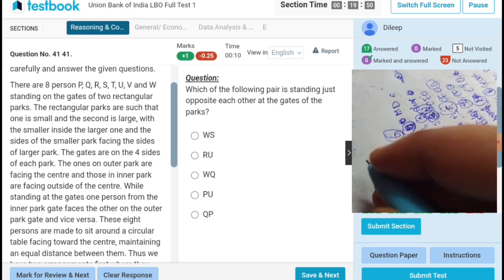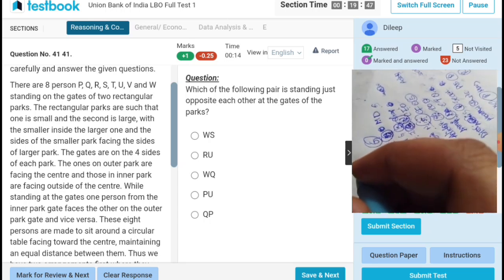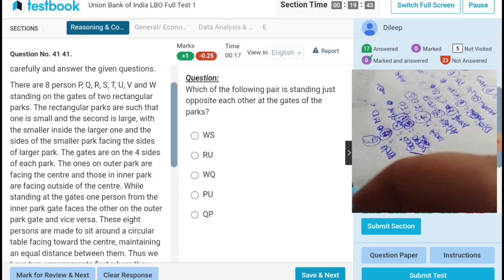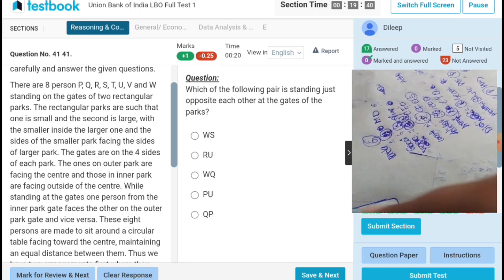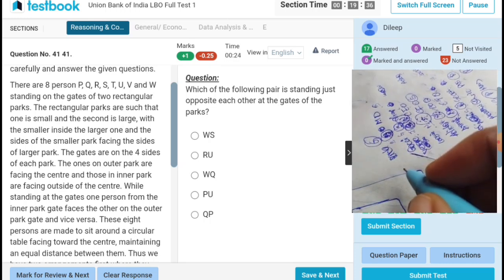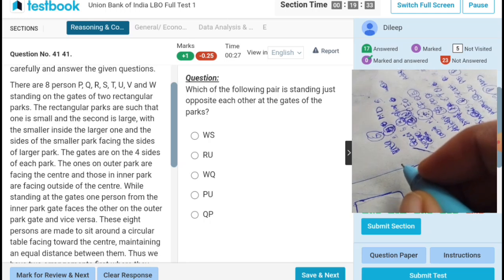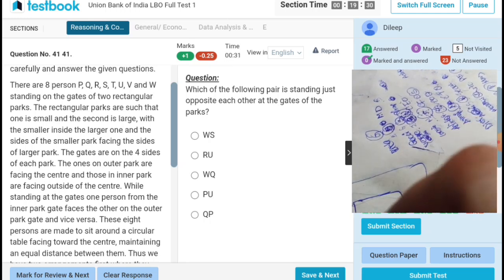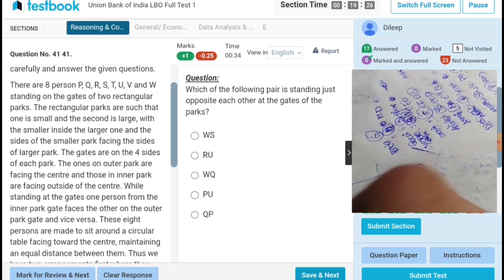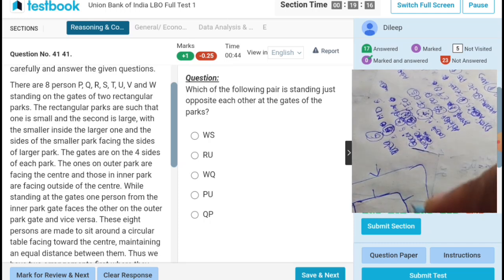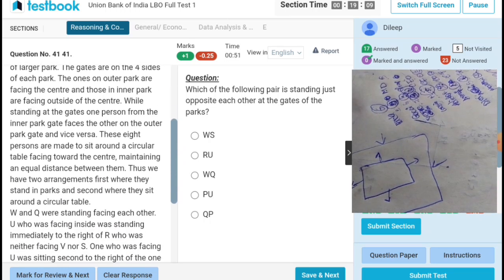So there are 8 persons standing on gates of 2 rectangular parks. The rectangular parks, one is small and the second is large, with the small inside the larger. The gates are on 4 sides of each park, and the ones on the outer park are facing the center, away from the center. There are 8 persons seated at a circular table facing towards the center, maintaining equal distance between them.